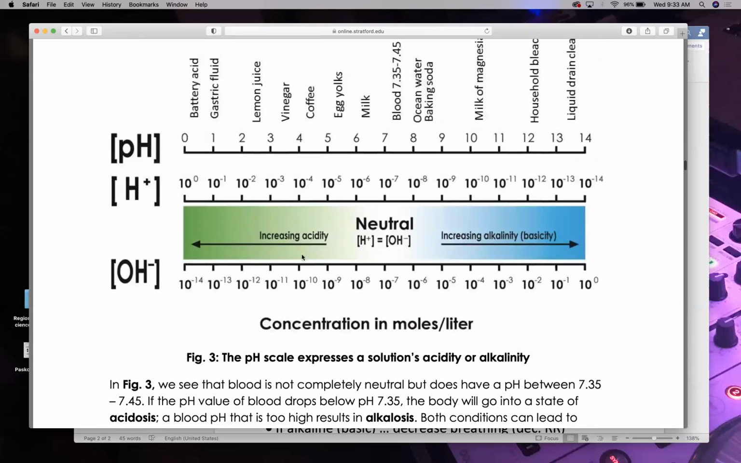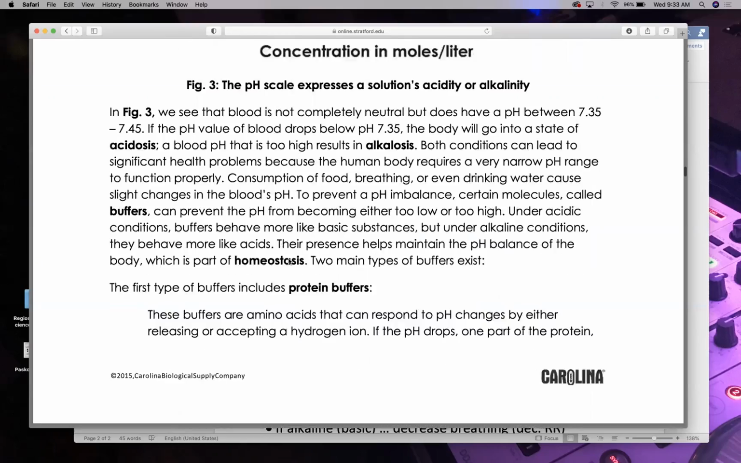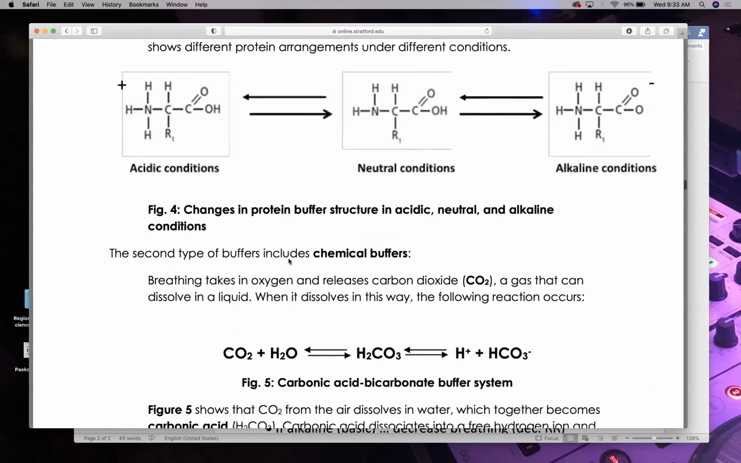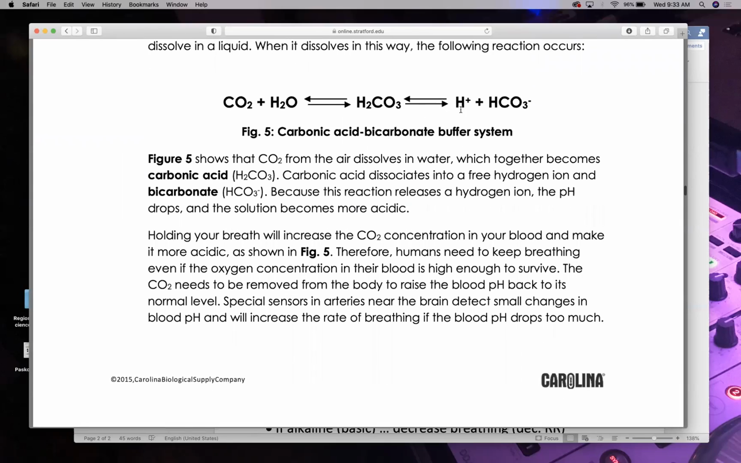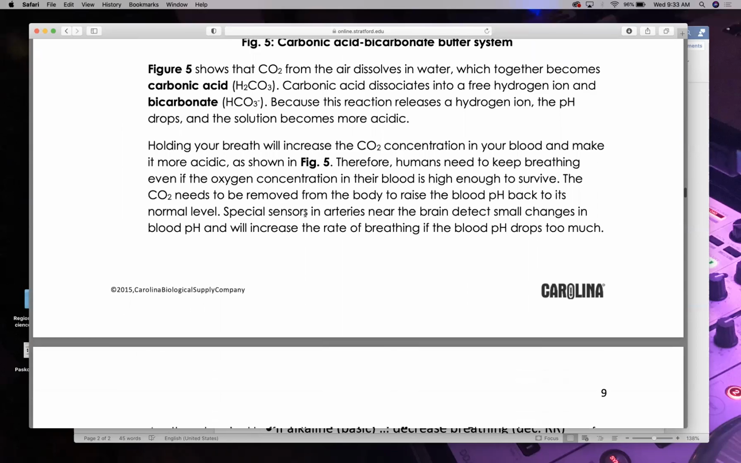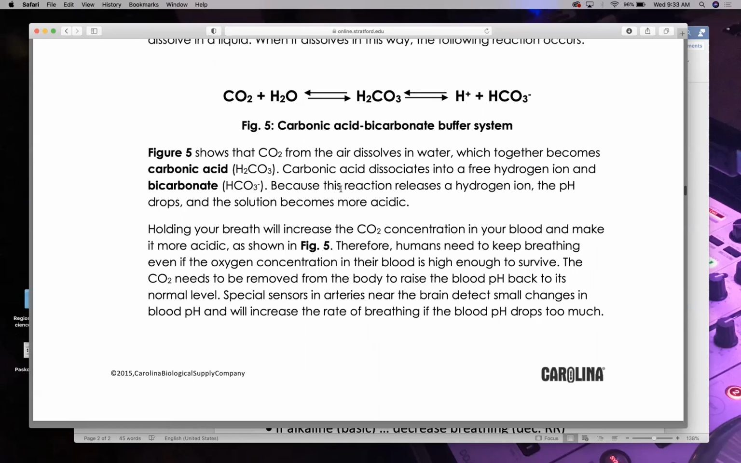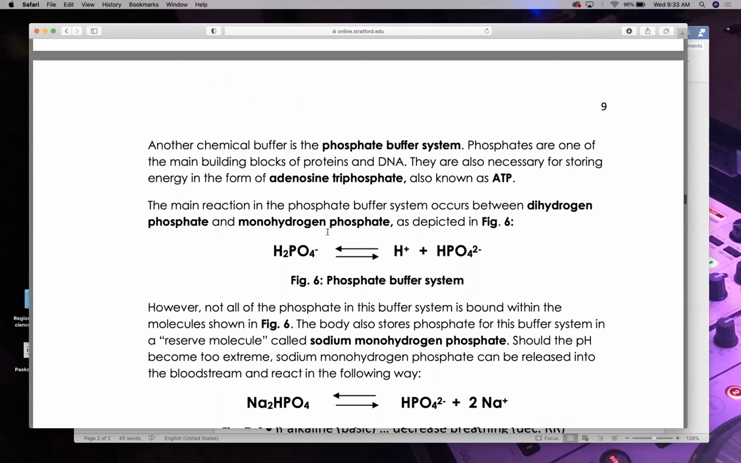Oh, here's another lovely scale that you have in your notes as well. Here, how they go in and out between. I said that hydrogen ion combines with carbon dioxide to form carbonic acid. So that's the carbonic acid buffering system. You also have the phosphate buffering system, and you can see how phosphates connect into H+.